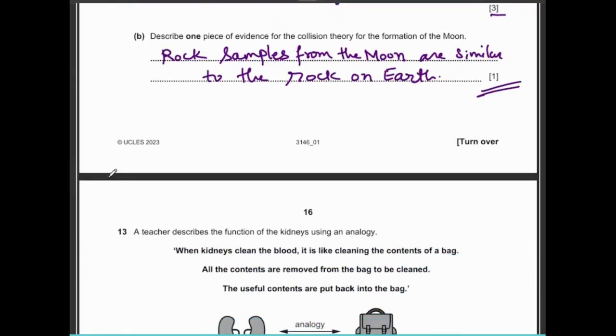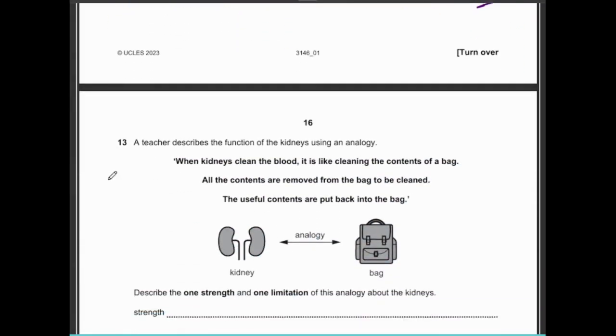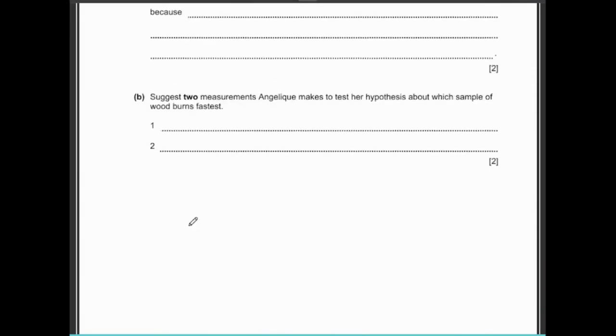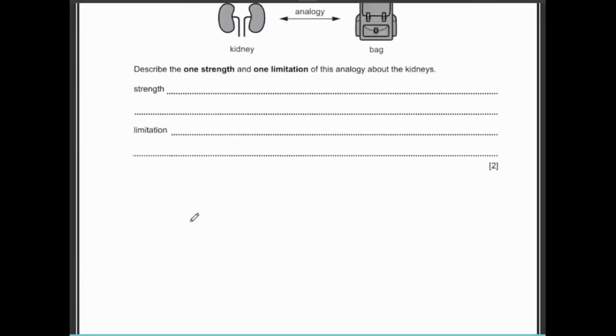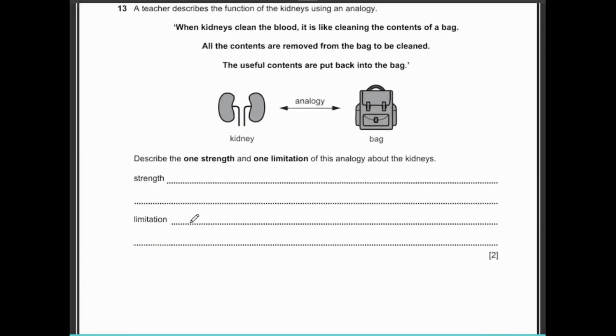Fine. Let's move to the next question, the 13th one. Oh, we have 3 more questions to go. A teacher described the function of the kidney using an analogy. When the kidney cleans the blood, it is like cleaning the content of a bag. All the contents are removed from the bag to be cleaned. The useful contents are put back into the bag.